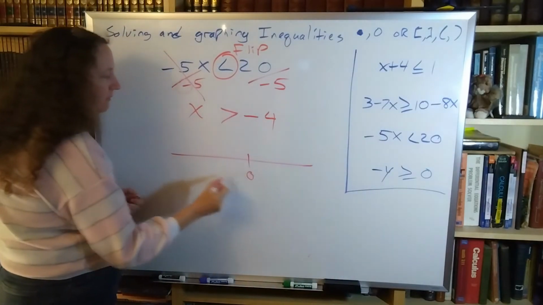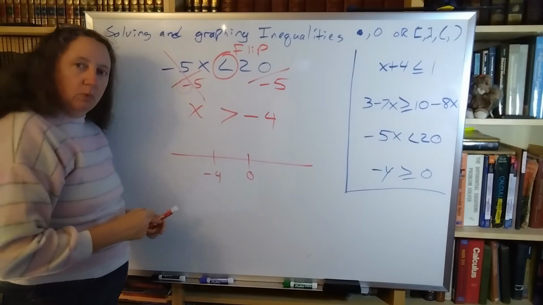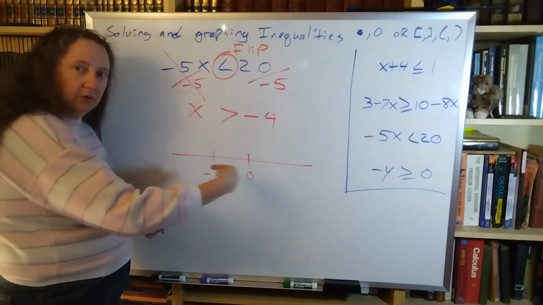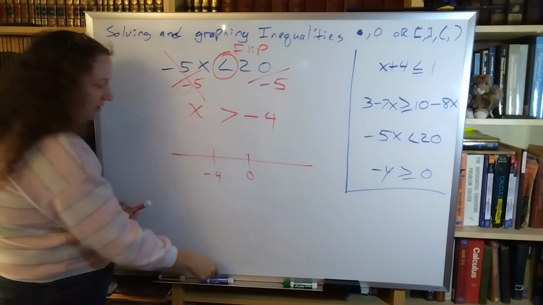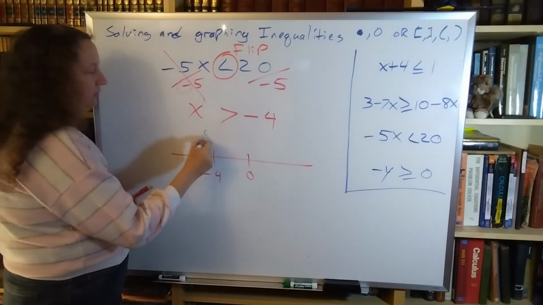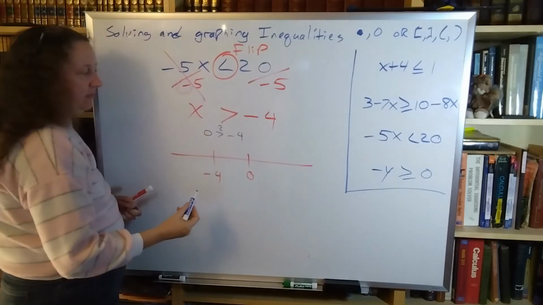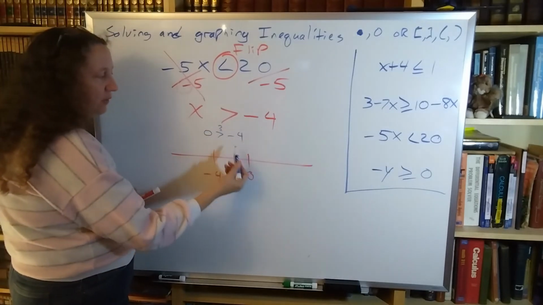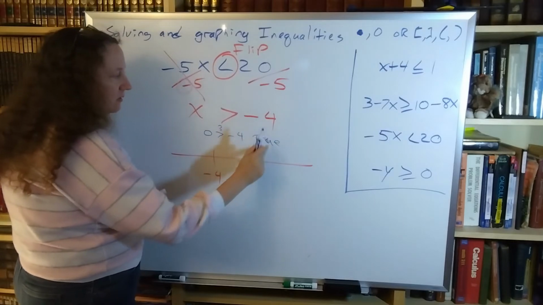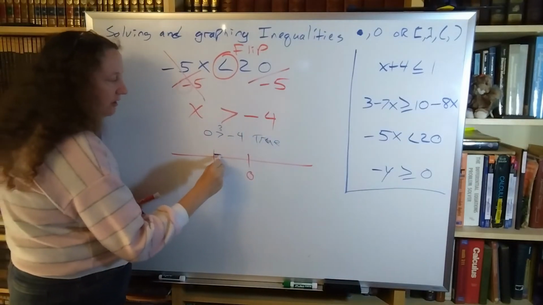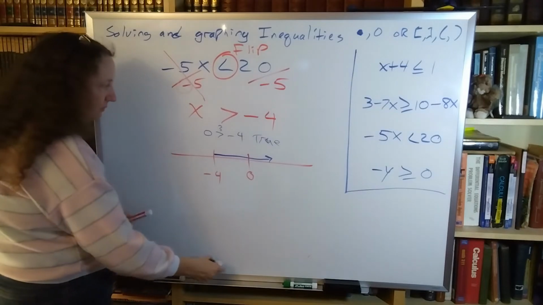So I find my 0, I find my negative 4, and I have to decide, does it go to the right or does it go to the left? Take a number, any number. I like to use 0. Is 0 greater than negative 4? I'm asking that. Is that a true statement? 0 is greater than negative 4? True. So that means that I go in the direction of 0. If it were false, I would go away from 0.